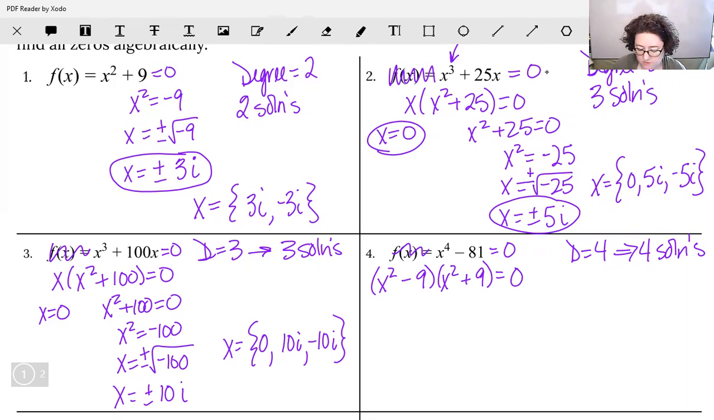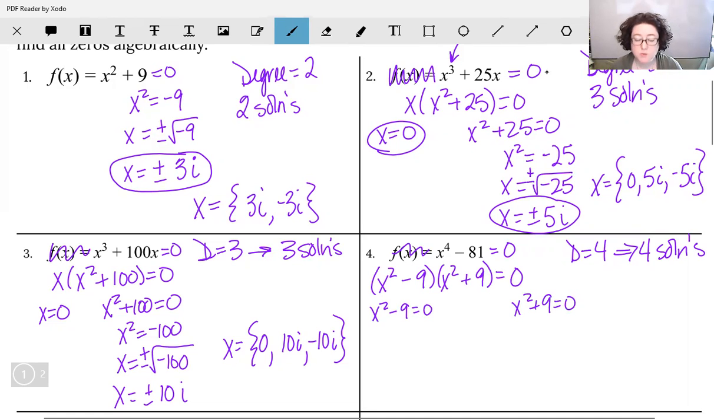Now let's set each factor equal to 0. So x squared minus 9 equals 0, and x squared plus 9 equals 0. Well, the x squared minus 9 actually factors out even further to an x plus 3 and an x minus 3. And so setting each one of those factors equal to 0, that is mental math that we can do pretty quickly, that's going to yield a negative 3 from that first factor and a positive 3 from the second factor.